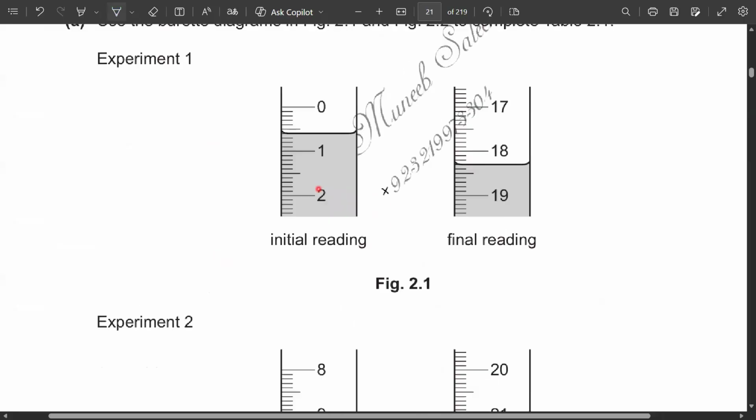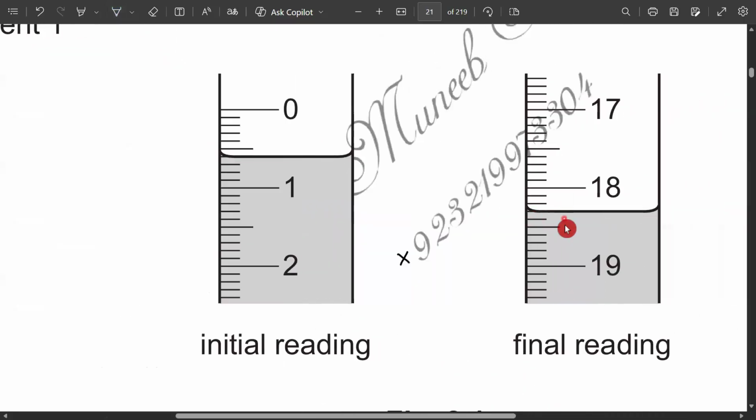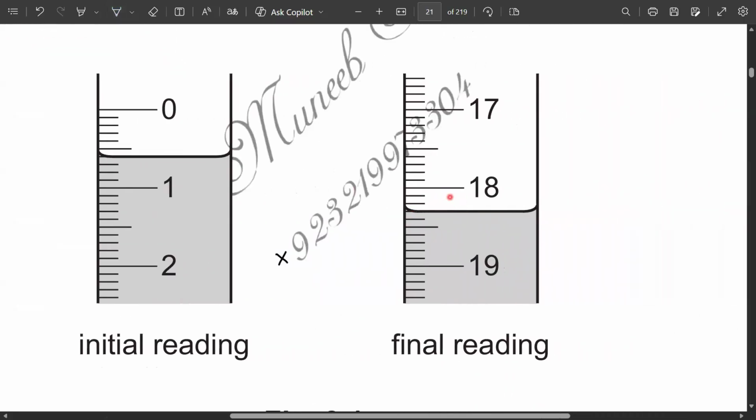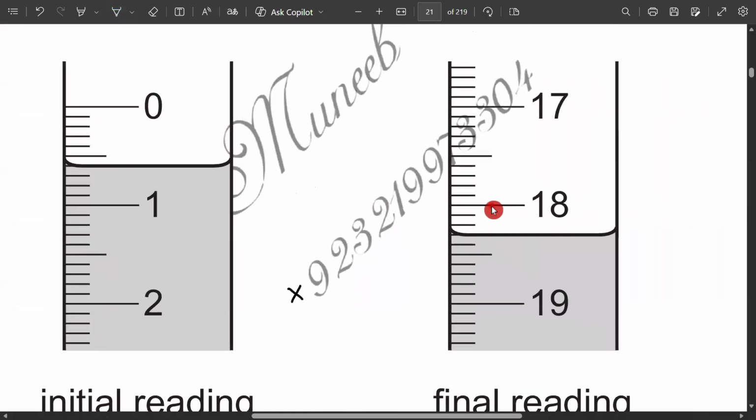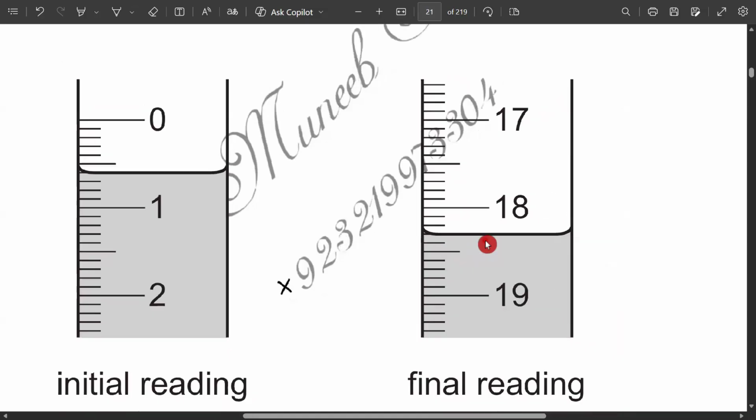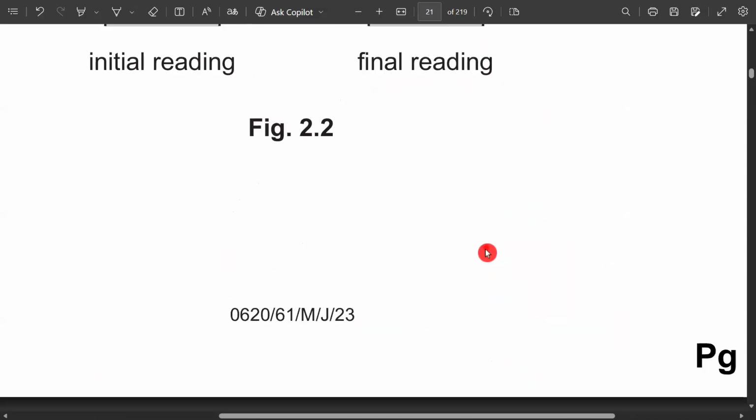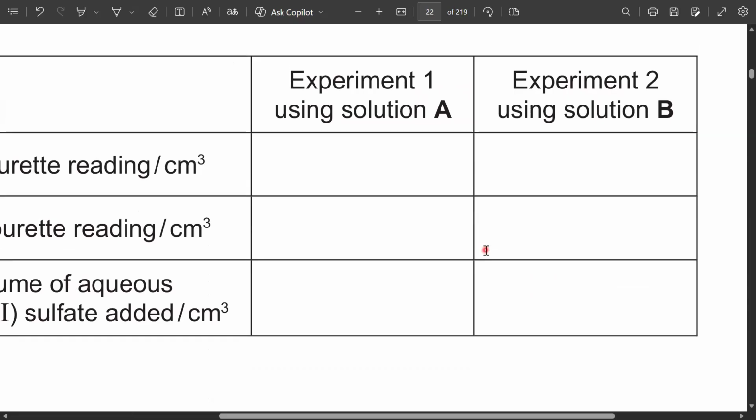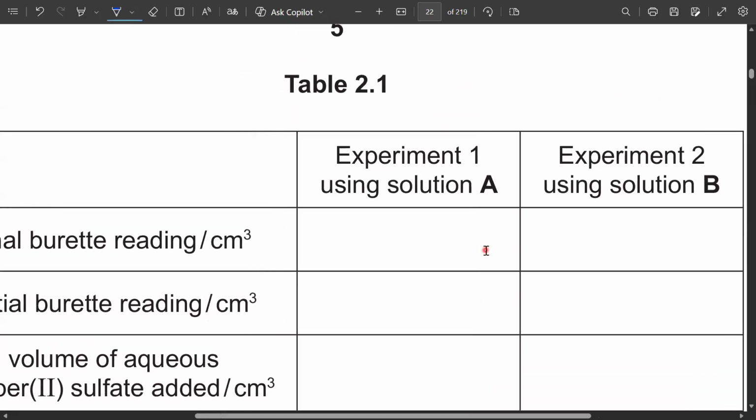So I need to zoom it. This one, final burette reading. If it is 18 cm cube, this one is 18.1, 18.2, and this one is 18.3 cm cube. So this will be our result, 18.3 cm cube for the final burette reading.